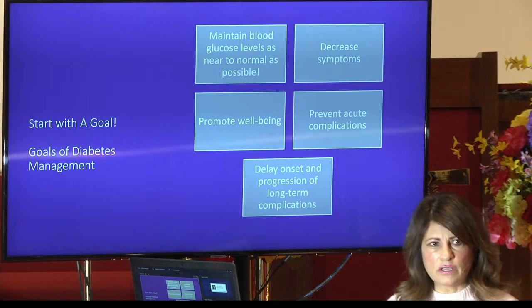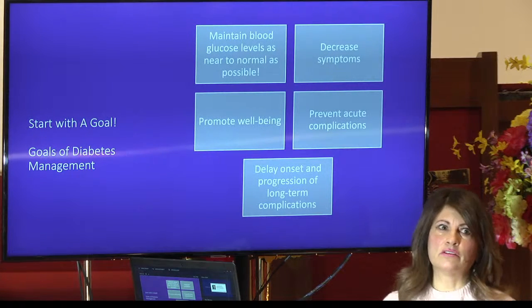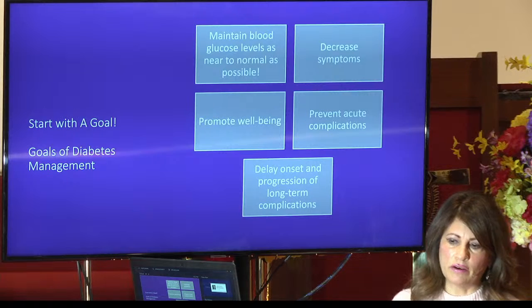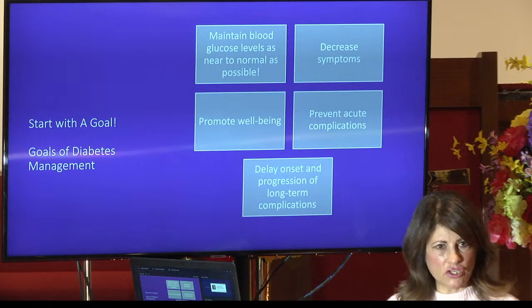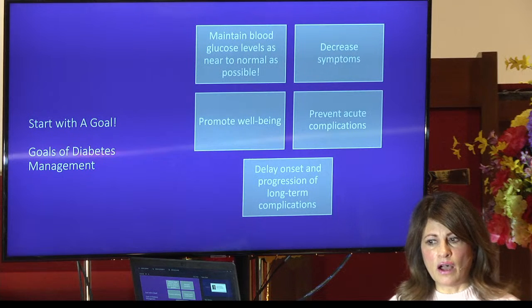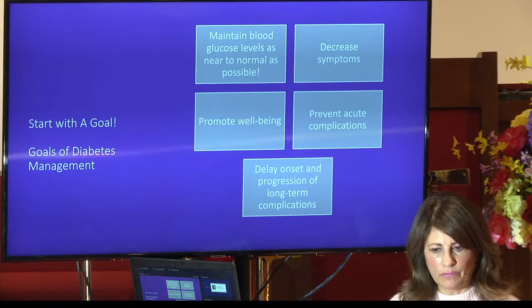So what do we do? We start with a goal. So say you're a diabetic or you're pre-diabetic. You don't want to become a diabetic. You're diabetes type 1. You want to become more educated. You want to change the outcome of your life. And so we start with a goal.